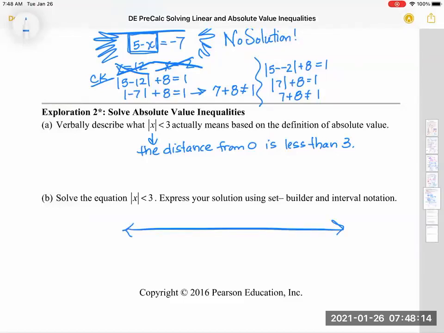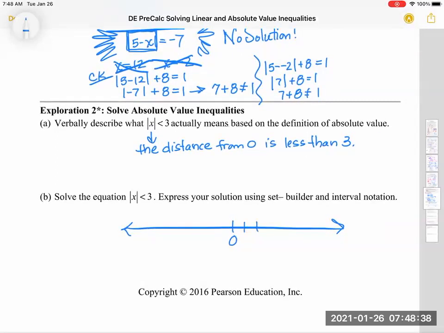Because this would be part of helping us do our interval notation and our set builder notation, all that good stuff. So what does that actually mean? You put 0 on your number line. Now, if all the solutions have to be less than 3 units away from 0, then that means we go 1, 2, 3, right? So they can't actually be 3 units away, so I'd have to put an open circle on that.